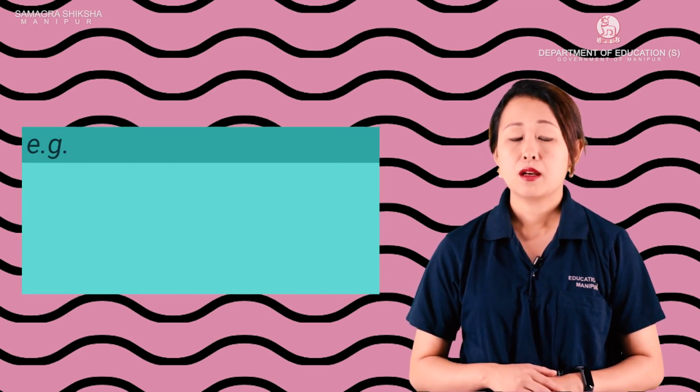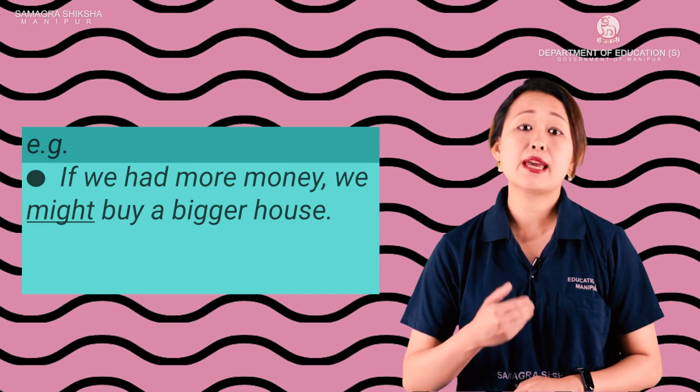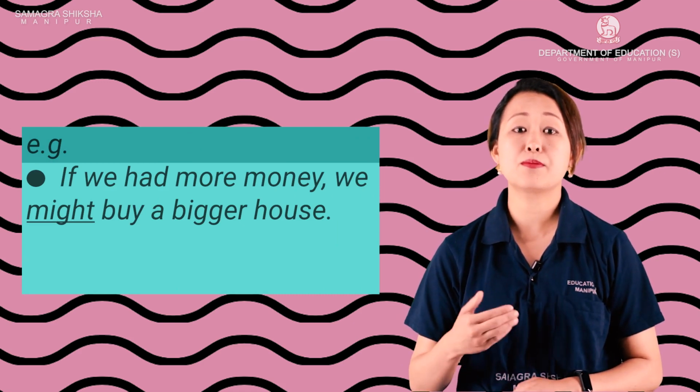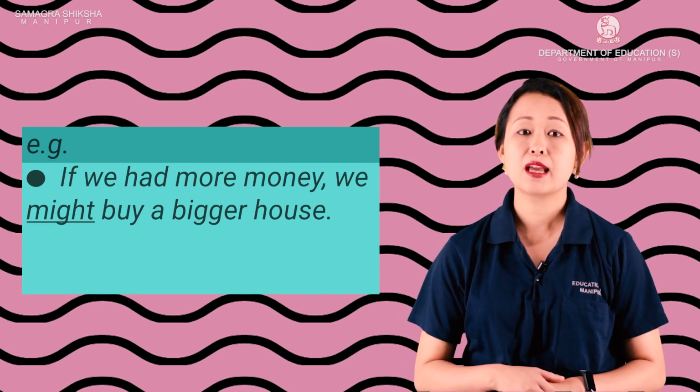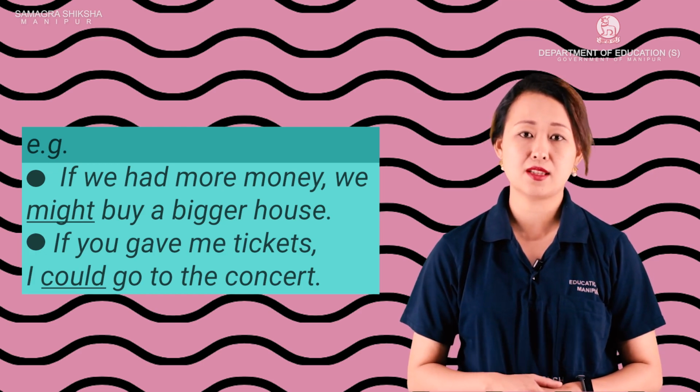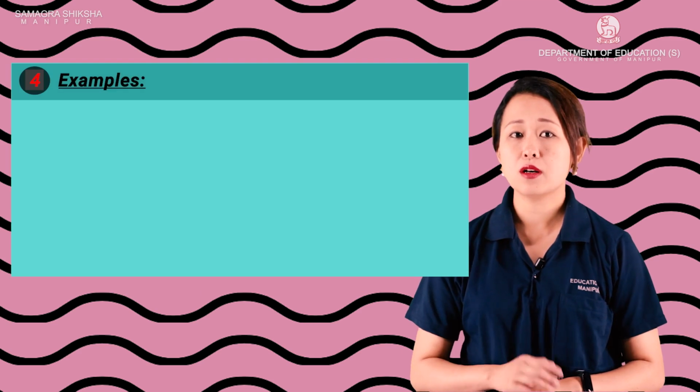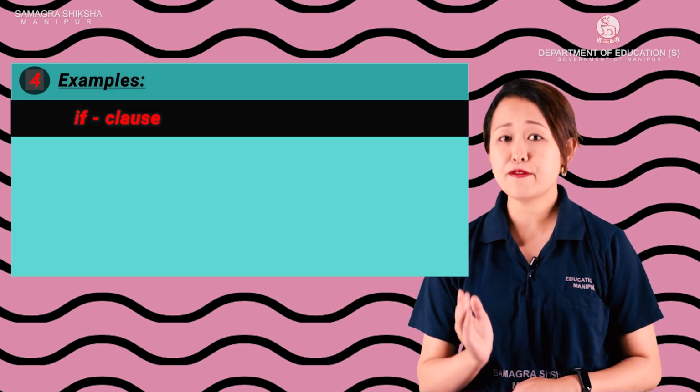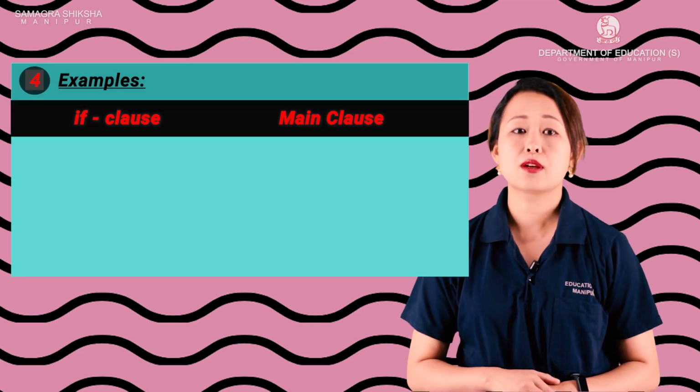In type 2 conditional tenses, you can also use modals in the main clause instead of would to express the degree of certainty, permission, or a recommendation about the outcome. For example, if we had more money, we might buy a bigger house. If you gave me tickets, I would go to the concert. Now, number 4, look at the examples, the if clause and the main clause.